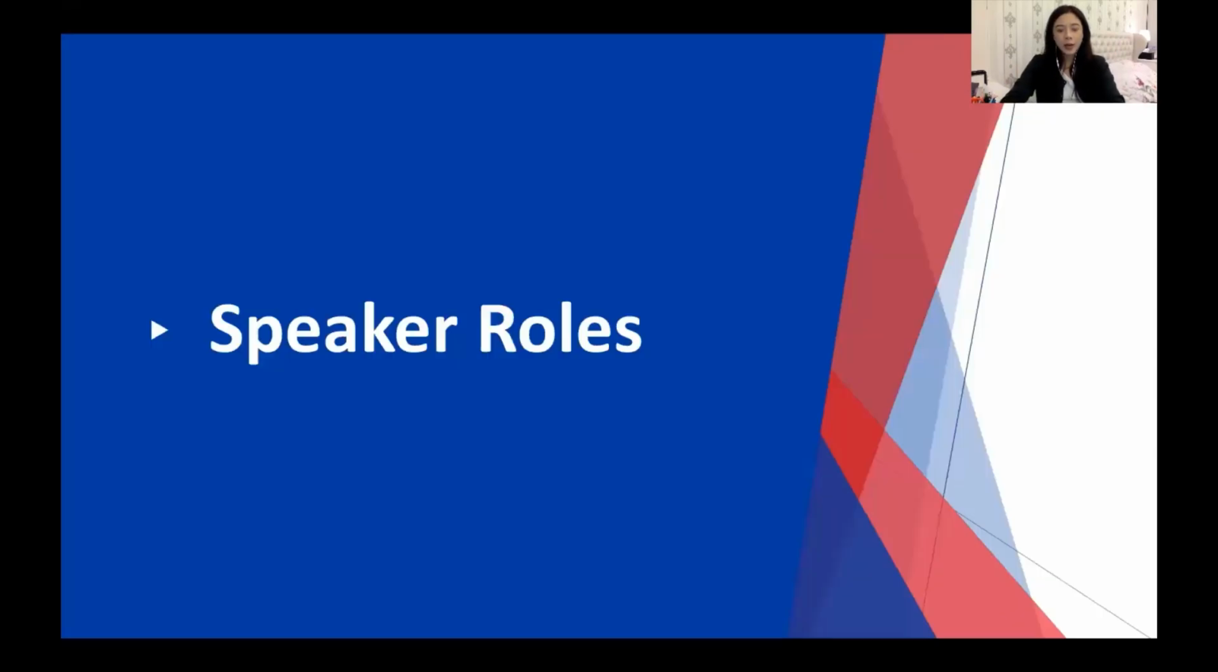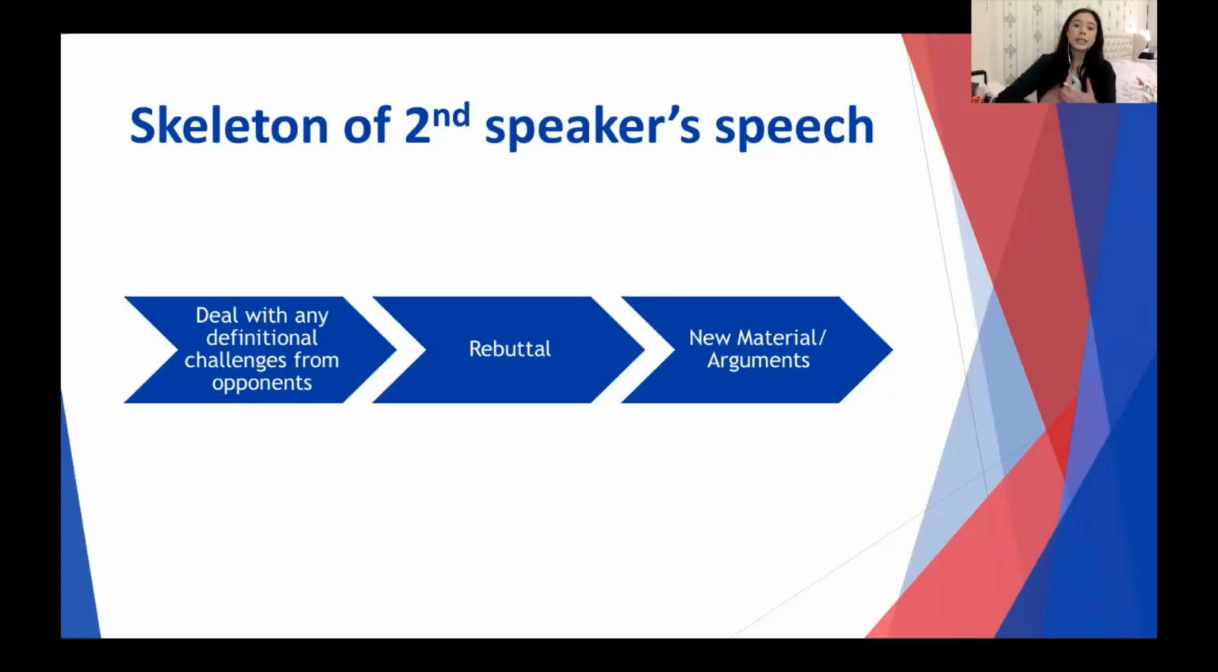All right, so next we're going to go into speaker roles. The skeleton of the second speaker's speech is that, first off, you want to deal with any definitional challenges from the opponents. Let's say you are the Deputy Prime Minister. Your first speaker already gave definitions. The Leader of Opposition then provides a definitional challenge. Then, if you are the second speaker on the government side, so you're the Deputy Prime Minister, don't ignore that definitional challenge, right? You need to address it, rebut it, and explain why your team's initial definition is in fact the correct one. It can get a little bit messy.